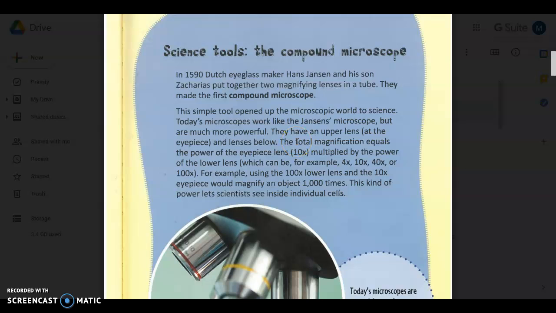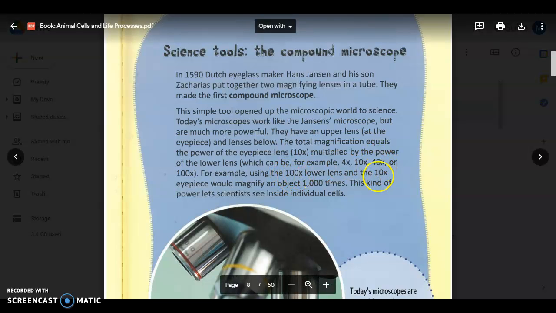They have an upper lens at the eyepiece and lenses below. The total magnification equals the power of the eyepiece lens, 10 times, multiplied by the power of the lower lens, which can be, for example, 4 times, 10 times, 40 times, or 100 times. For example, using the 100 times lower lens and the 10 times eyepiece would magnify an object 1,000 times. So they got that by multiplying 100 times 10.